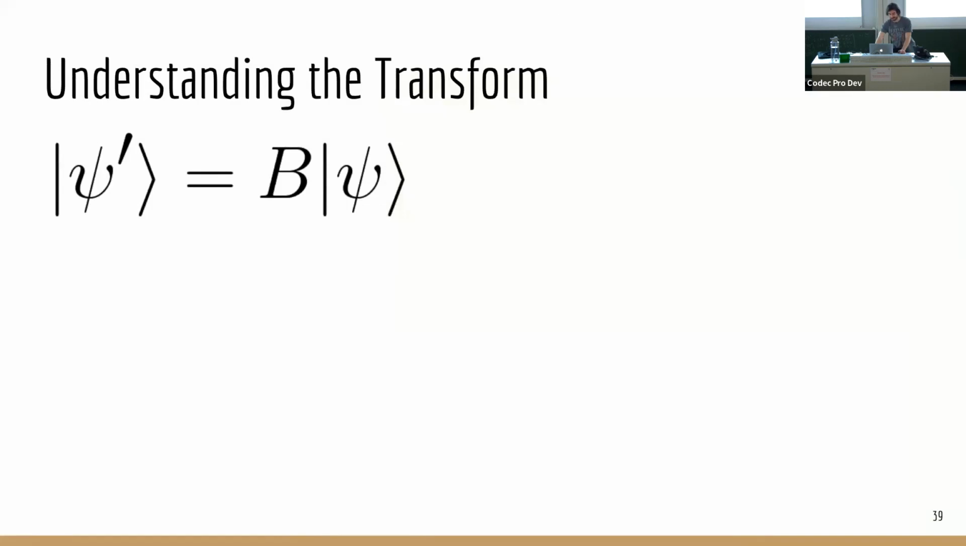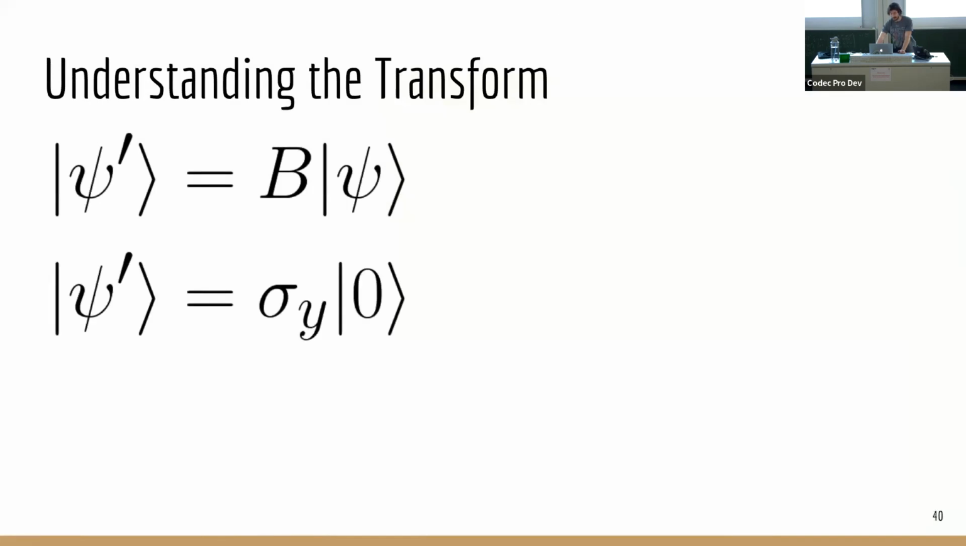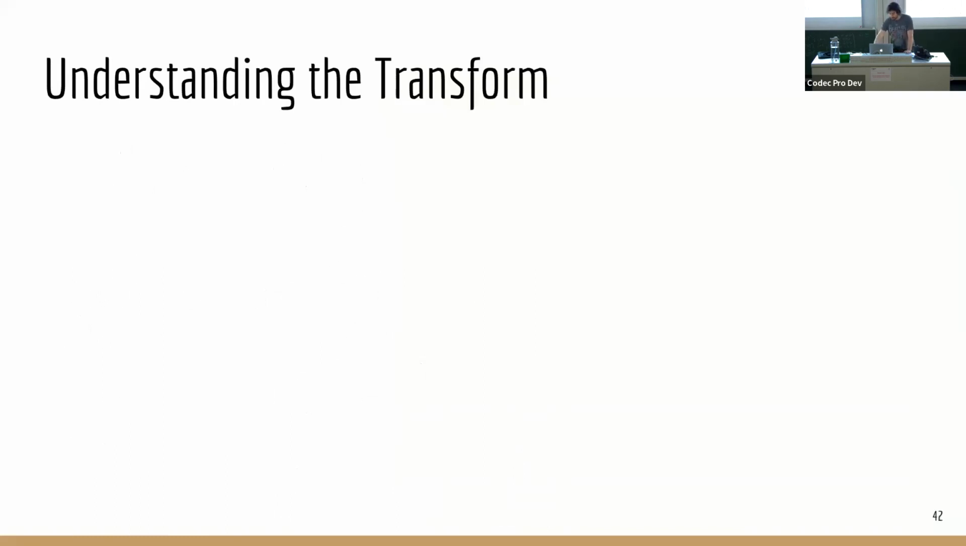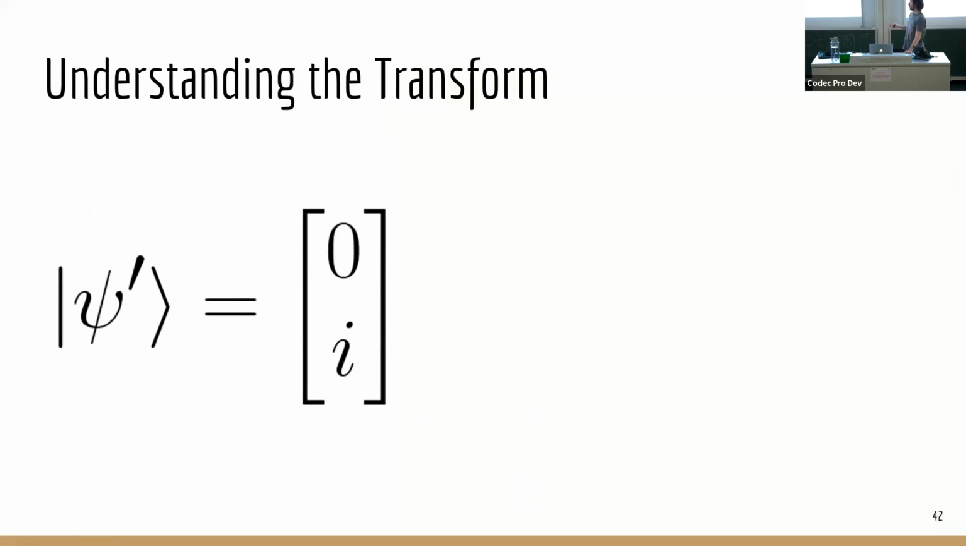So let's understand mathematically what's going on. If we take our formula from before and plug all of our known variables in, what we get is that our new qubit value should be the product of this vector and this matrix. Therefore, if we evaluate that, we see that our new qubit state should be the following vector with entries 0 and i.